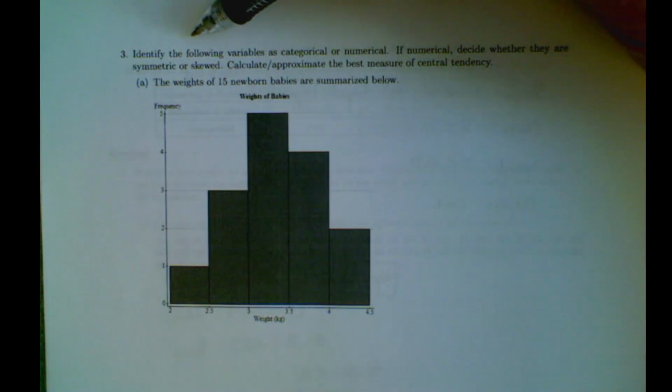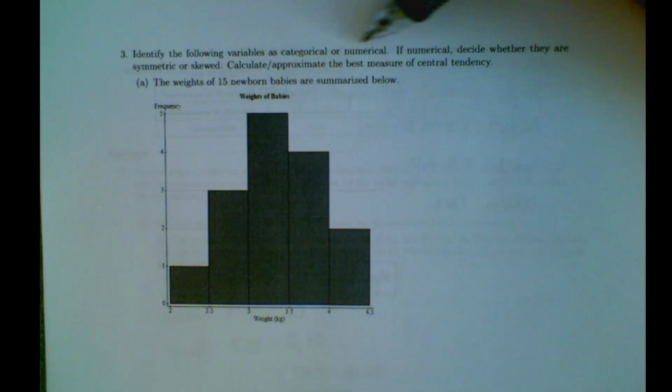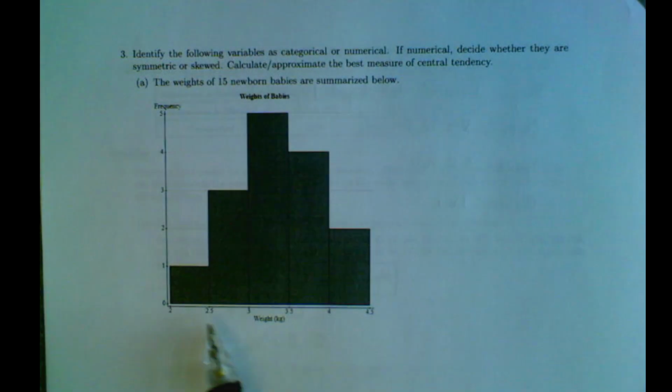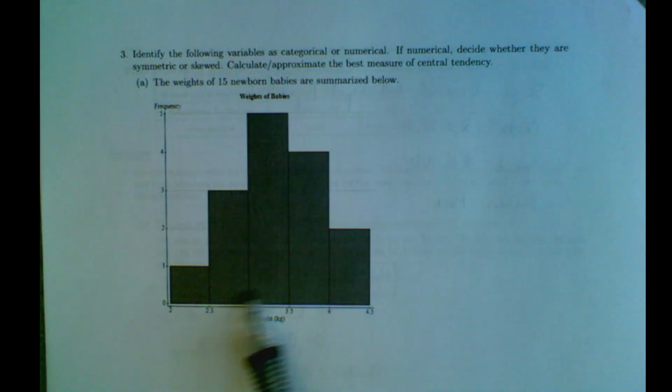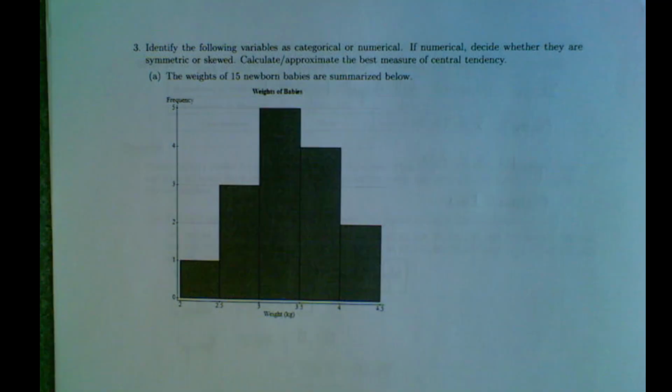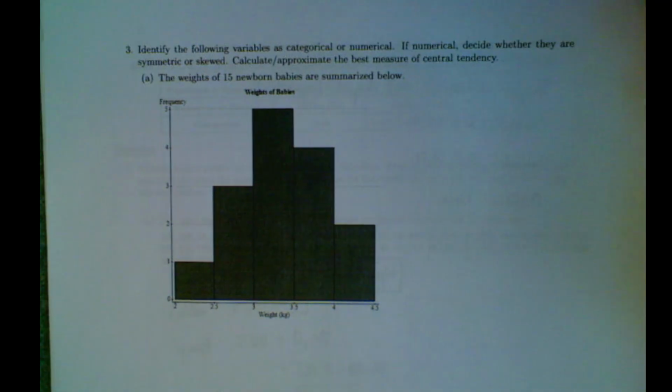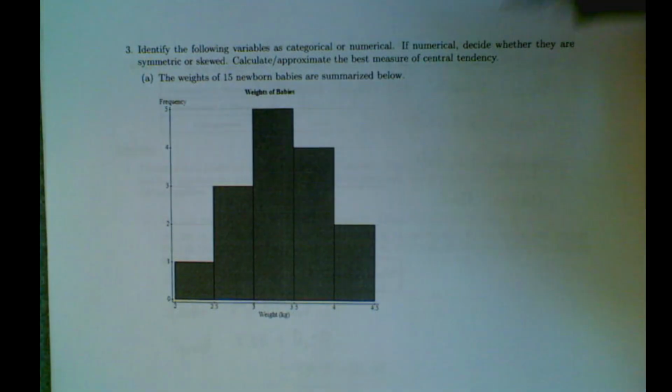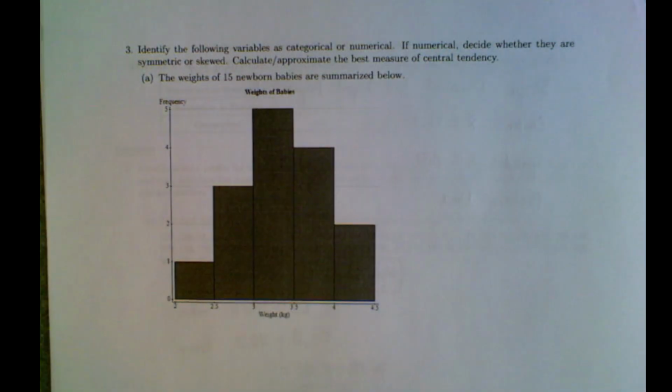We're asked to identify the following variables as categorical or numerical. This is numerical. We know that because it's a histogram. But also, if you look at the x-axis, the categories are numbers here. This histogram is supposed to represent the weights of 15 newborn babies. Weights are numerical. In fact, more specifically, they're continuous, but we don't need to go that far. We just need to decide if they're numerical, and then whether the data are symmetric or skewed.